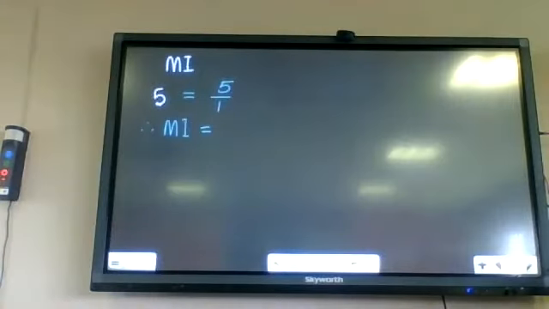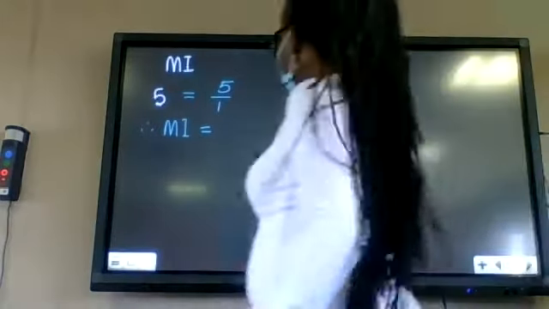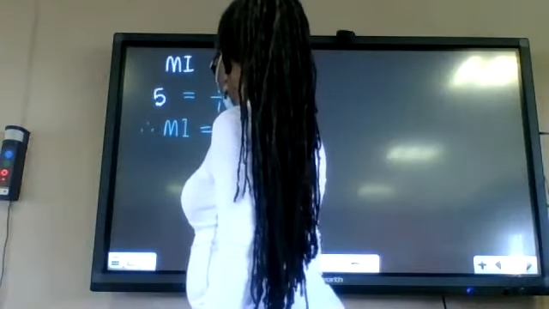Turn it upside down like that. Okay. Turn it upside down means invert the fraction. So the MI will be 1 over 5.